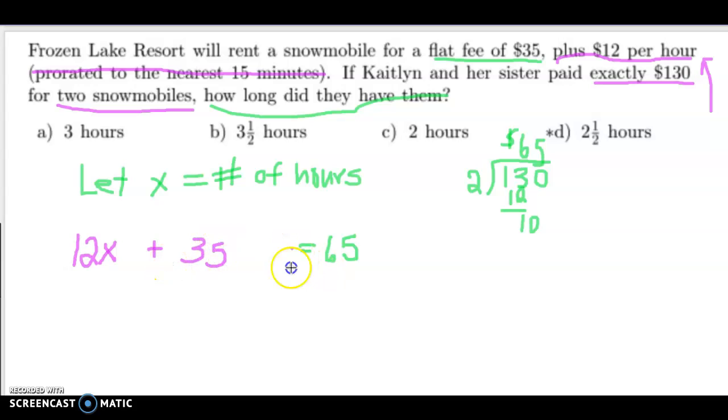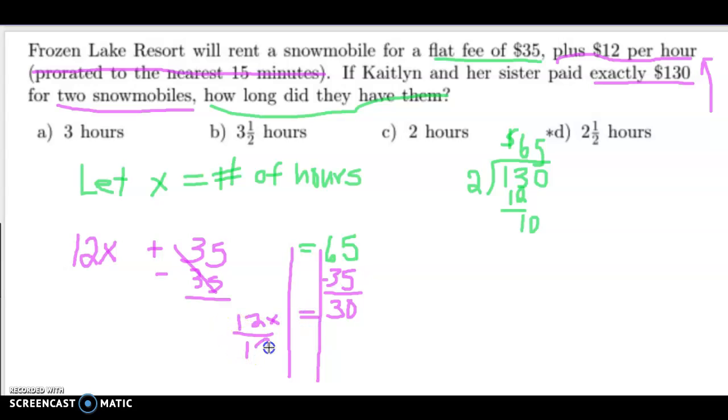Now I'm going to just go ahead and solve this two-step equation, which you've done over and over. I'm going to subtract 35 from both sides. I'm going to go ahead and subtract 5 minus 5. I get 0. 6 minus 3 is 3. These 0 out. So I'm left with 12x on this side. Now I'm going to go ahead and divide both sides by 12.